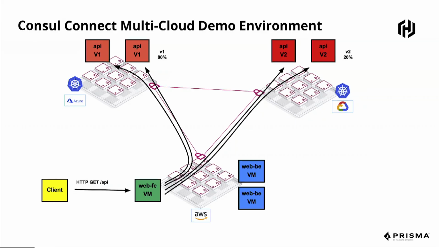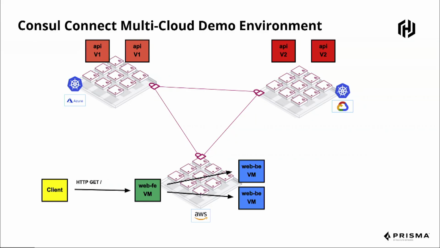All of the requests are still coming into the AWS front end, and they're being routed over those service mesh gateways into both Azure and Google, depending on whether it's going to v1 or v2. And at the same time, we're still properly routing /request to the initial backend services.